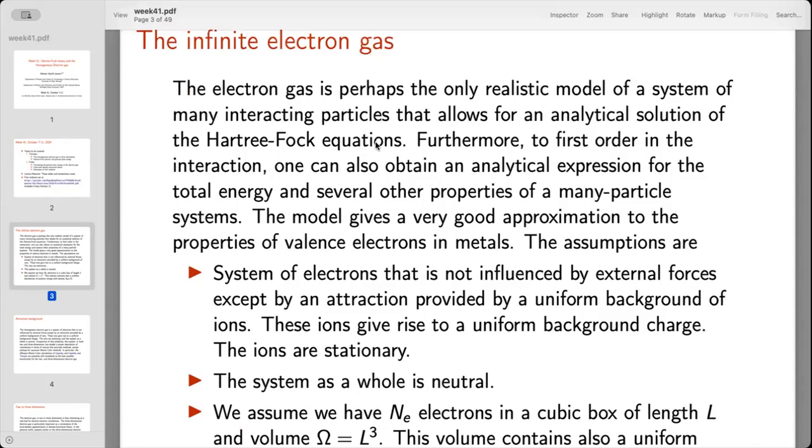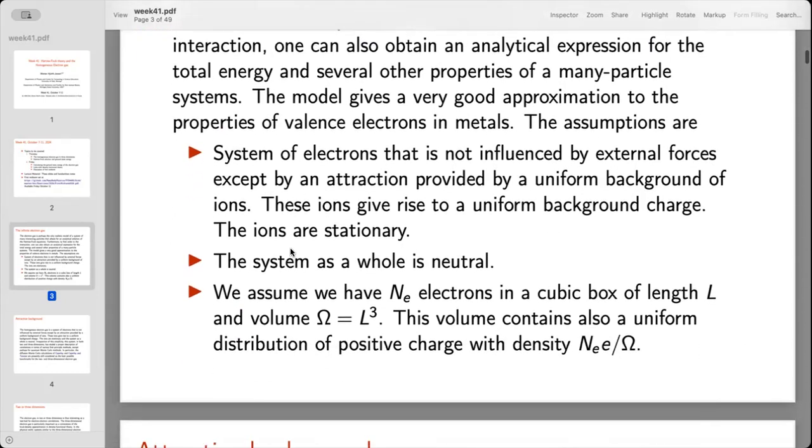There is an interaction which is called the Calogero-Sutherland interaction, which also allows for analytical solutions. But for an infinite system, this is the benchmark system in many-body physics. And it gives a pretty good approximation to the properties of valence electrons in metals. So it's a system where we have made some important assumptions.